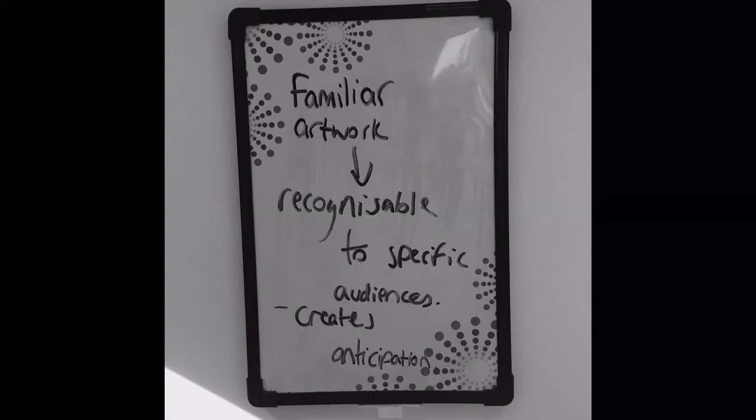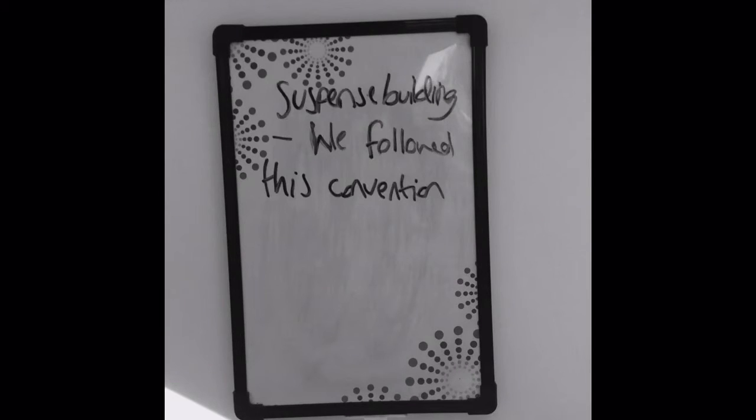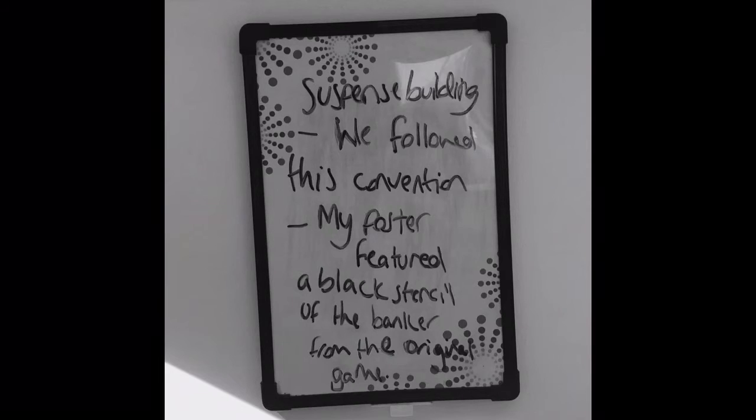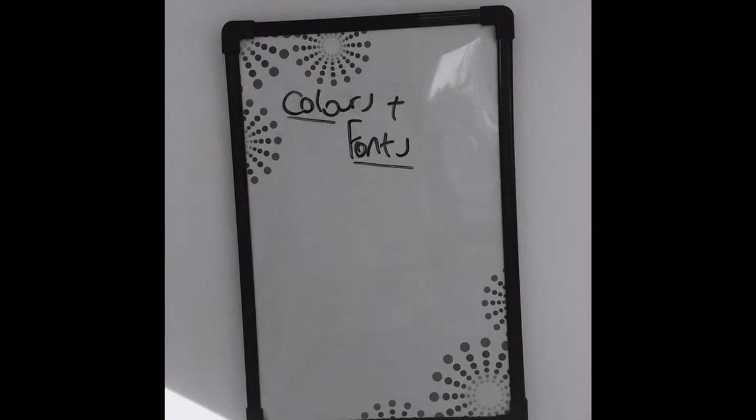Familiar artwork is used, so Batman with the bat symbol, and then it's recognisable to a specific audience. This is suspense building, and I have followed this convention. I used a black stencil of the banker from the original Monopoly board, and the audience can obviously recognise this from a mile off.